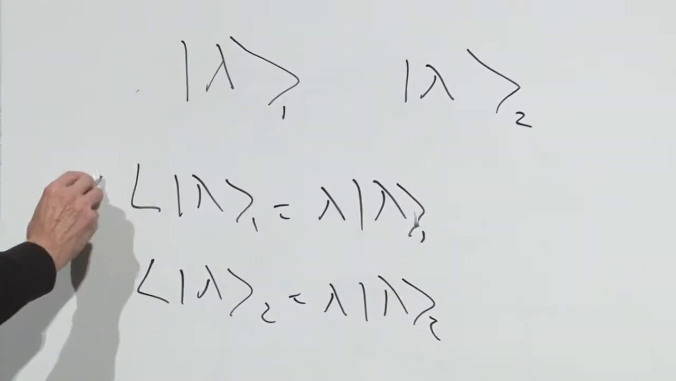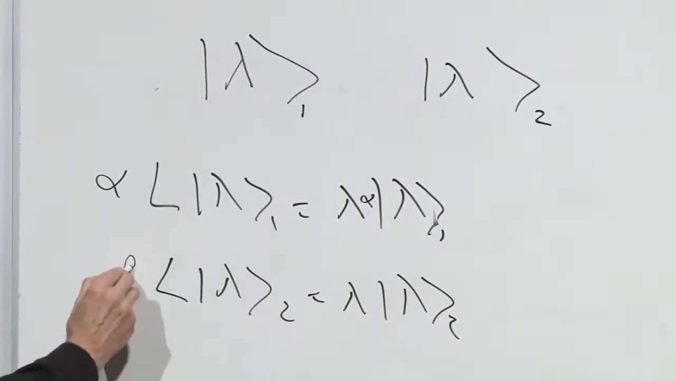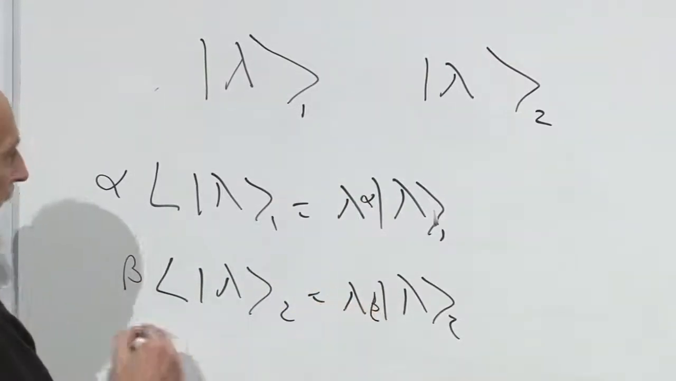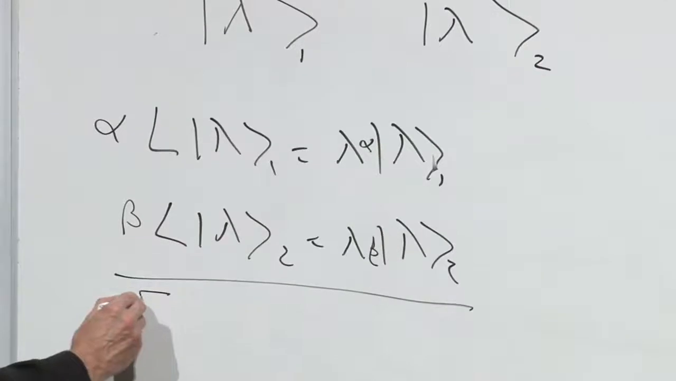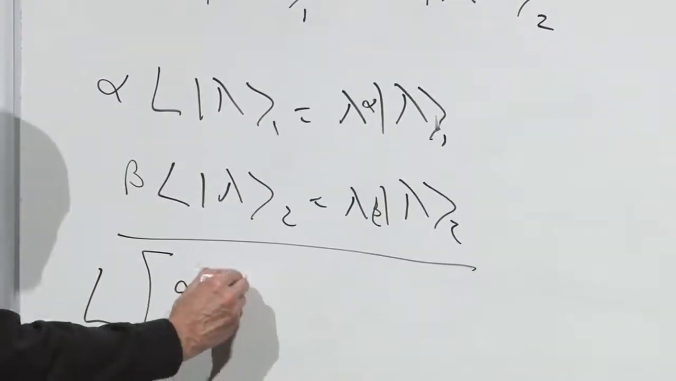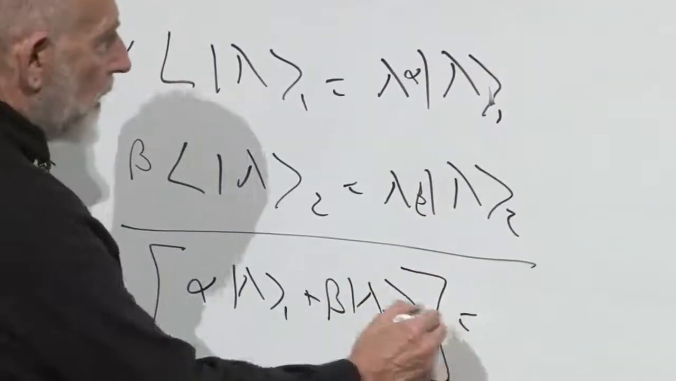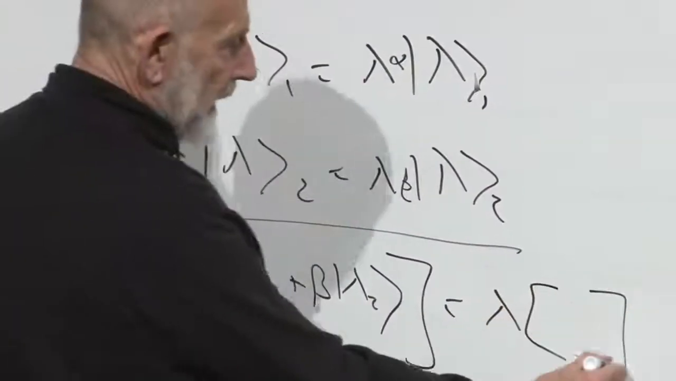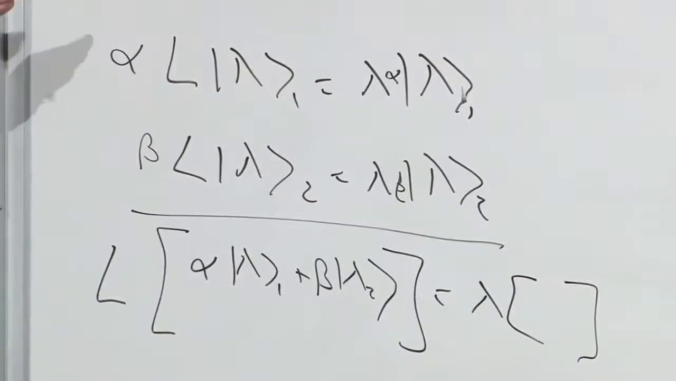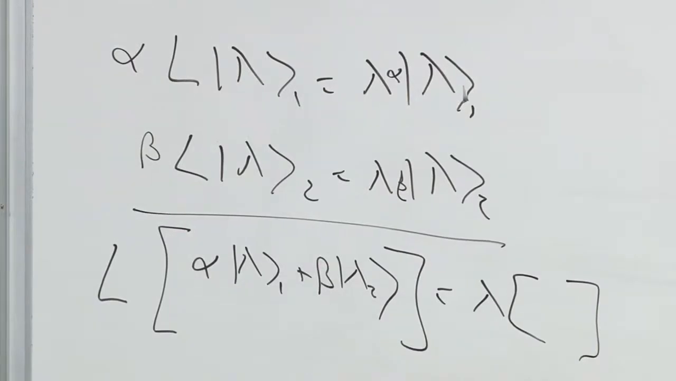Multiply this by any complex number alpha. This one by any complex number beta. And add the two equations. What you find is that L on the linear combination, alpha lambda 1 plus beta lambda 2, is equal to lambda times the same thing as in the bracket here. In other words, if you have two eigenvectors with the same eigenvalue, you can add them with arbitrary coefficients, and they remain eigenvectors.